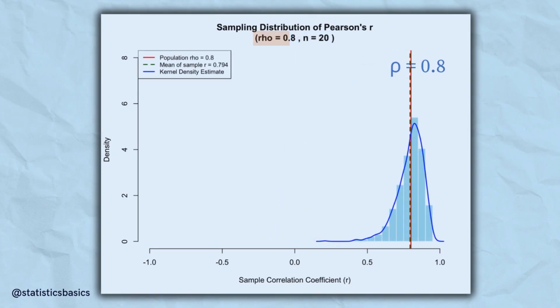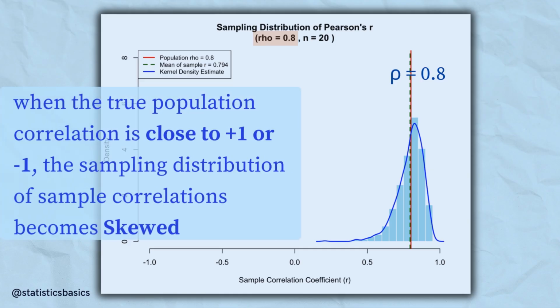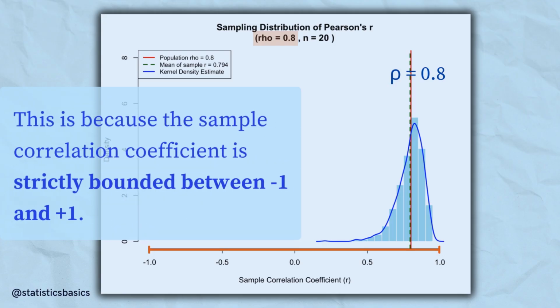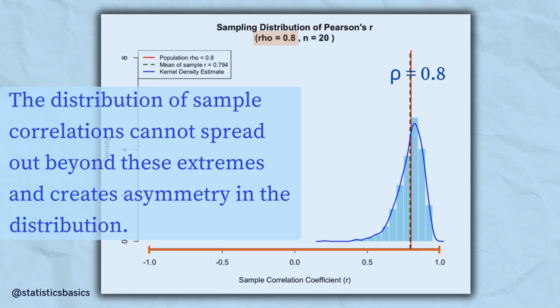However, when the true population correlation is close to +1 or -1, the sampling distribution of sample correlations is skewed. This is because the sample correlation coefficient is strictly bounded between -1 and +1. When the true population correlation is close to one of these limits, the distribution of sample correlations cannot spread out beyond that extreme and creates asymmetry in the distribution near that boundary.